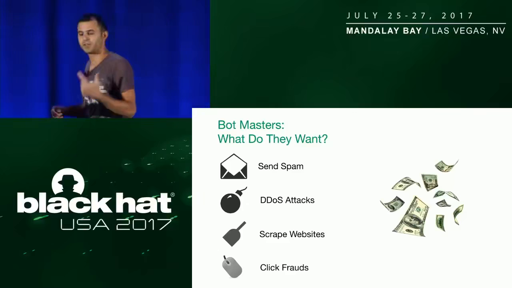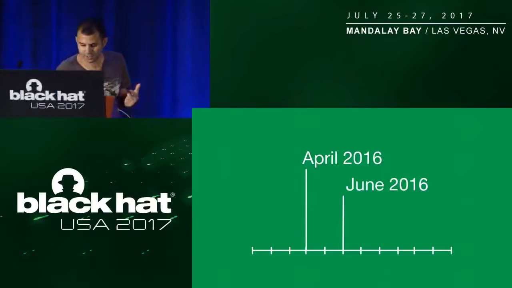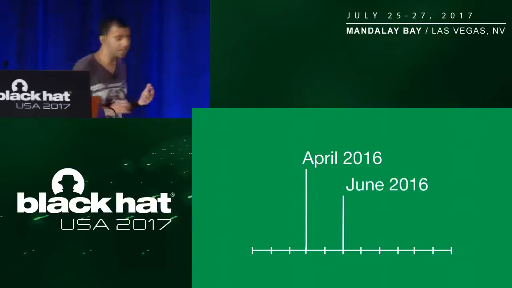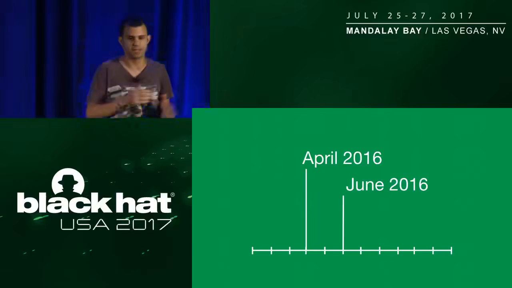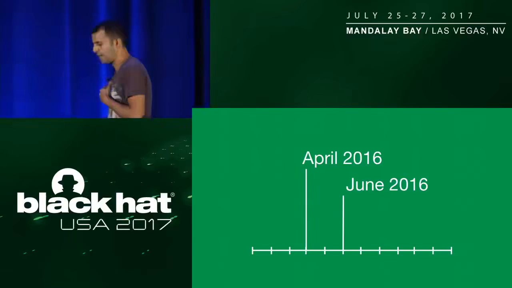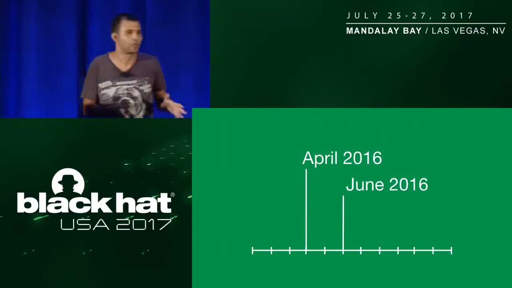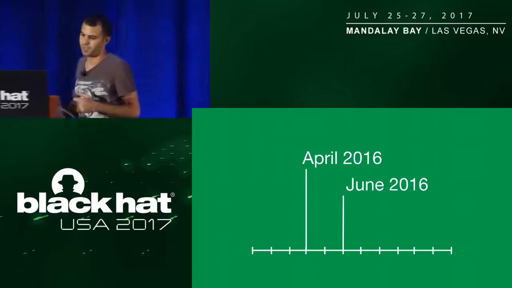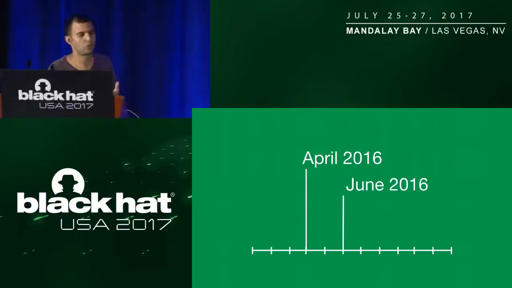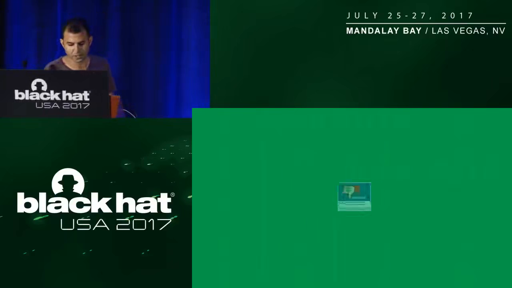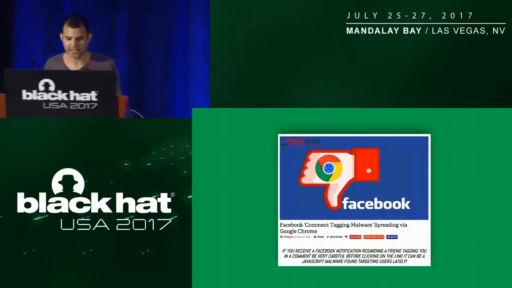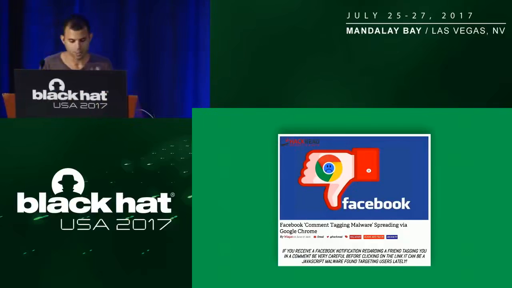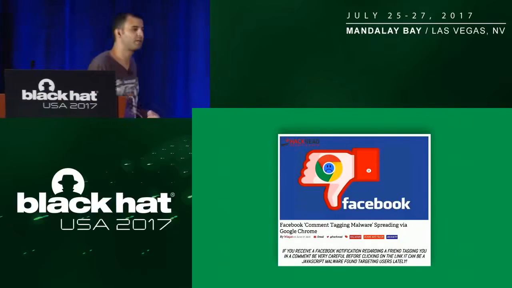I want to show you another example that happened just two months later, in June 2016. In April, we struggled with these attackers for a while, and in the end, we blocked them. But two months later, a new attack came to our knowledge. It was in the news, and it said that a Facebook comment tagging malware is spreading via Google Chrome. The warning is, if you receive a Facebook notification regarding a friend tagging you in a comment, be very careful, because it can be malware.